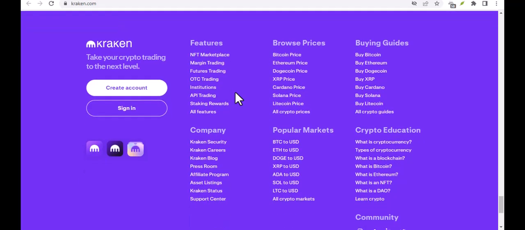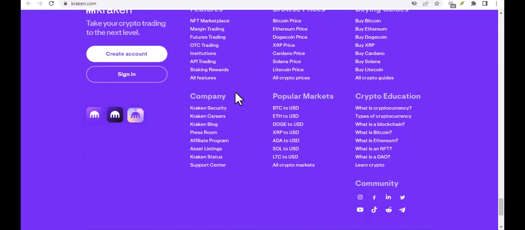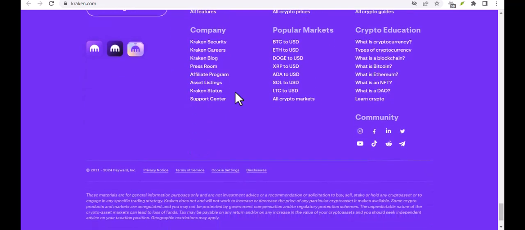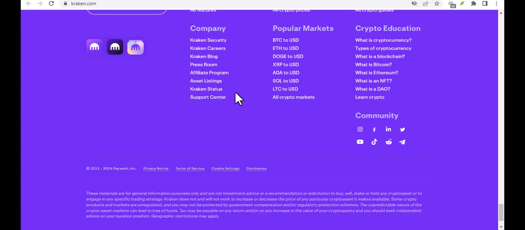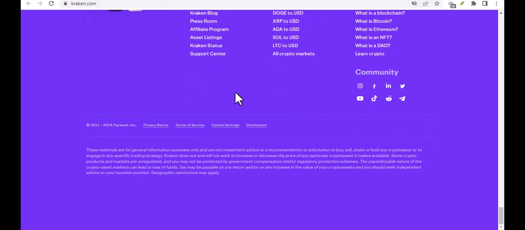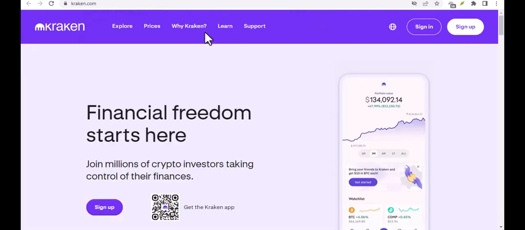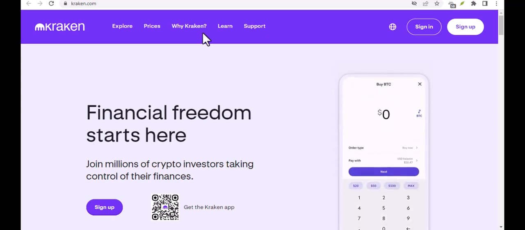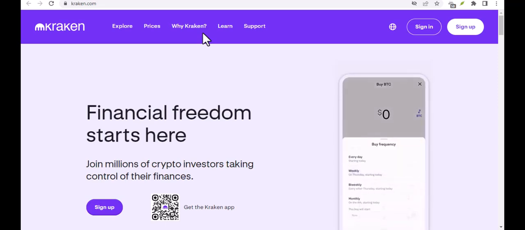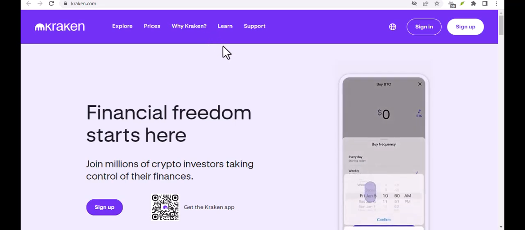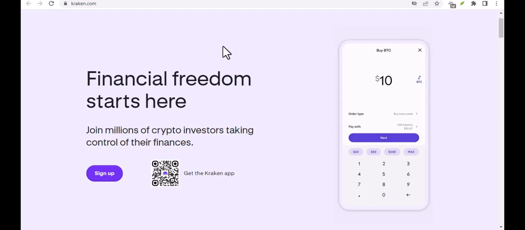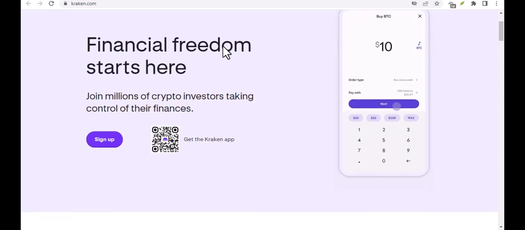Here's the critical step: you'll need to choose the correct network. Kraken will typically provide you with options for different networks, such as ERC-20, TRC-20, or others, depending on what they support. Choosing the wrong network can result in lost funds, so double-check this carefully. Once you've selected the correct network, Kraken will display your unique USDT wallet address for that network. This address is a long string of alphanumeric characters, and it's essential to copy it accurately.